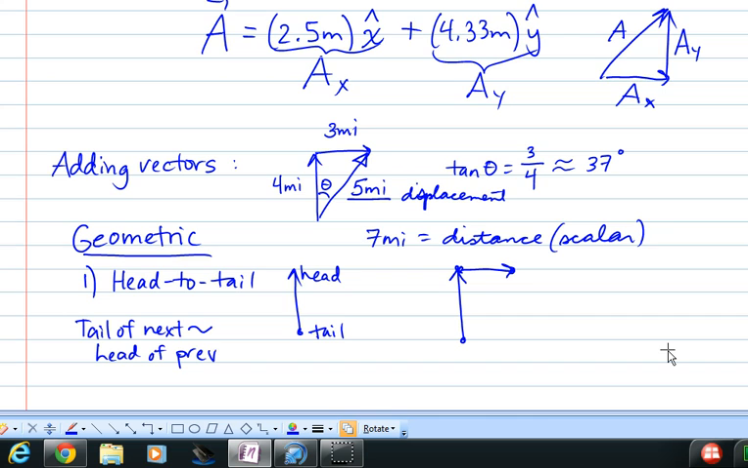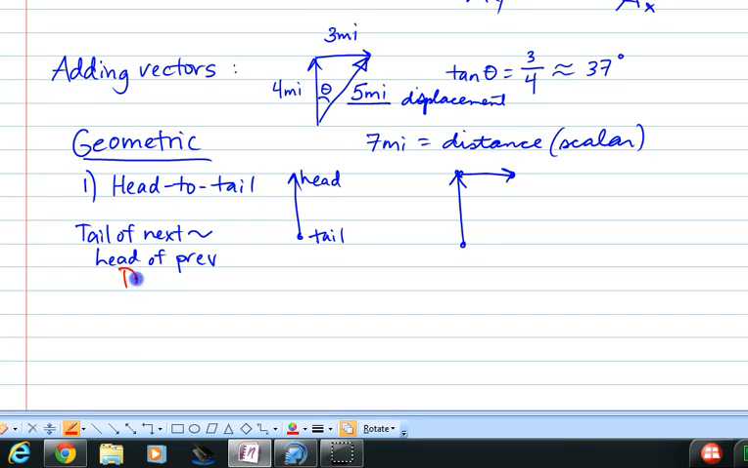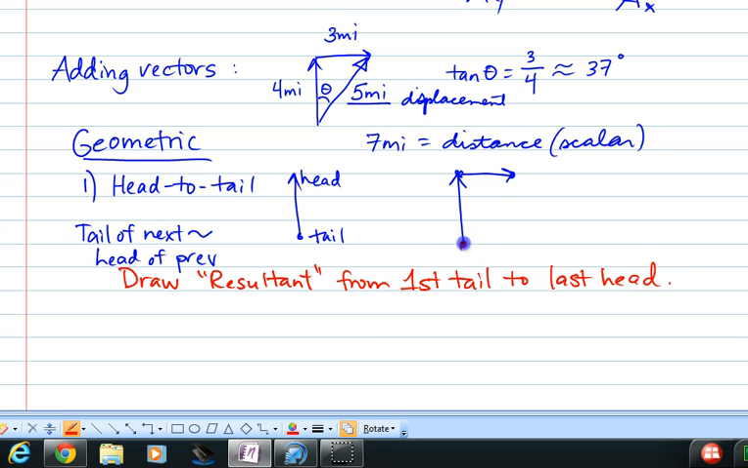Okay? And then what you do is you draw the resultant. That's what we call the sum of two or more vectors, from the first tail to the last head. And in this case, this is the first tail and this is the last head. So that's the resultant. And we already talked about how that was 5 miles at a 37-degree angle. Again, magnitude and direction.